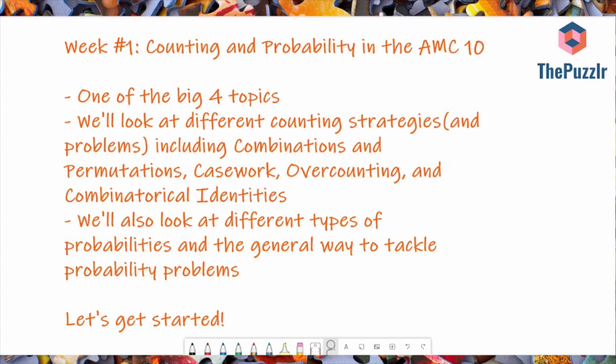In today's class, though, we'll look at different counting strategies and a lot of problems, including combinations and permutations, casework, overcounting, and combinatorial identities. We'll also look at different types of probabilities and the general way to tackle probability problems. So basically, we'll look at normal probability, we'll look at geometric probability, and then we'll also look at expected value. Let's get started.